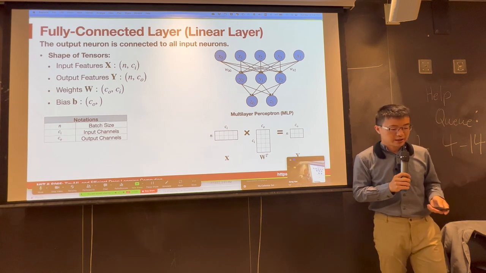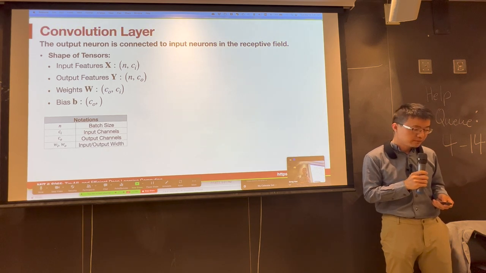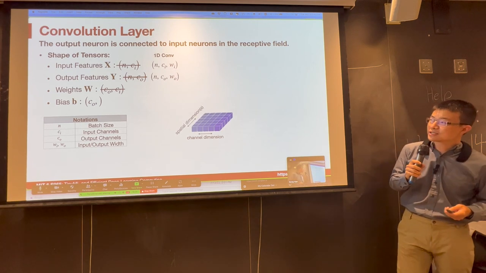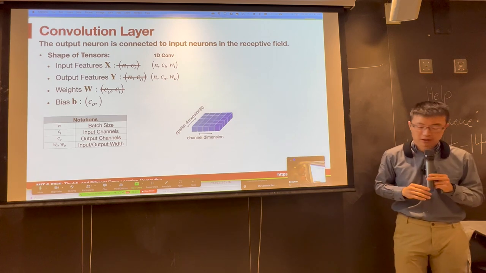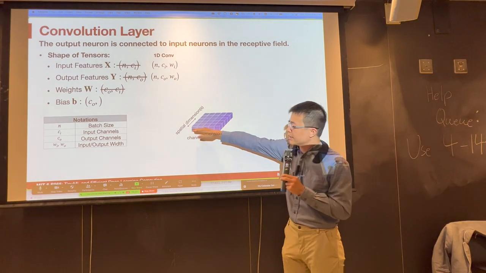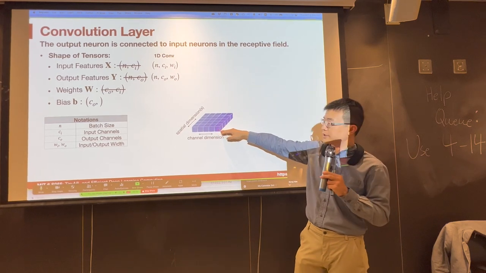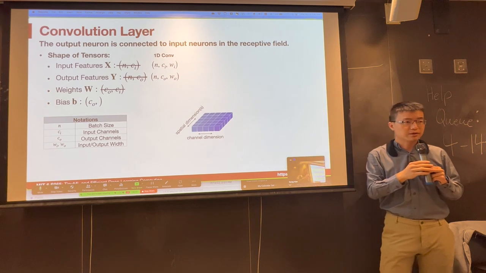So this is the basic architecture and how to calculate the dimension of a multi-layer perceptron. So let's now look at a slightly more complicated scenario to talk about 1D convolution, one-dimensional convolution. So rather than just having one channel, here we have multiple dimensions in the spatial dimension.